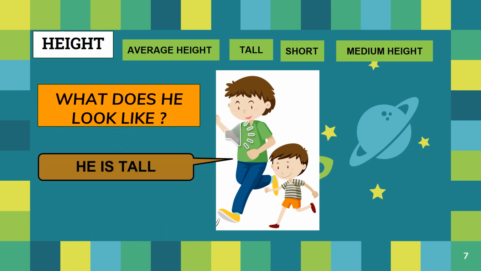The next point in describing someone's physical appearance is their height. There are some types in describing someone's height: average height, tall, short, and medium height. And you can use the expression "What does he look like?" When you want to describe their height, you can say he is tall, or he is short, or you can say he is medium height.